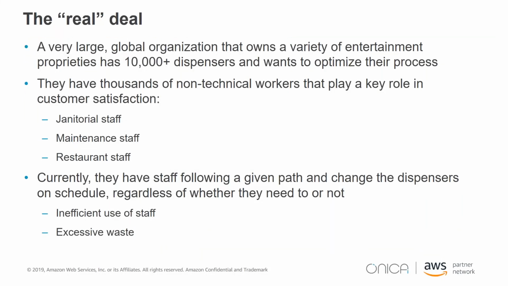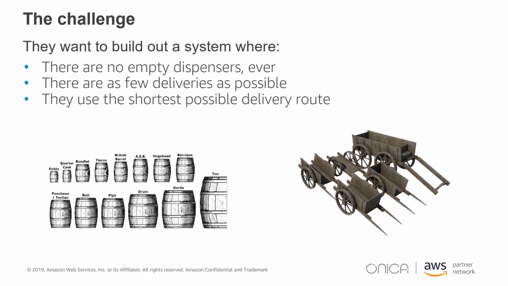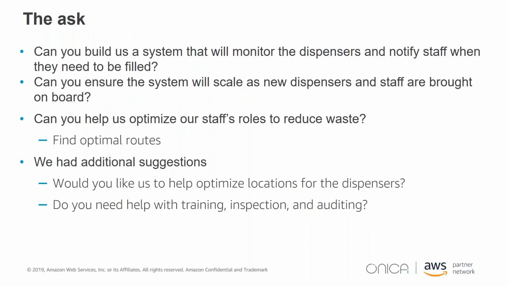So imagine if there were 10,000 of these. And imagine if you had a bunch of non-technical staff that are both filling them, servicing them, cleaning them. How do we optimize all of this with automation, with serverless application? So one more business rule, and I'll show you the solution. We know that currently workers come in and receive their daily assignment every day. And we also know that currently different drinks are in different carts. We want to make sure there's never an empty dispenser. We want to have the fewest possible deliveries. We want the shortest possible route. So given these constraints, how do we build a system that does this?